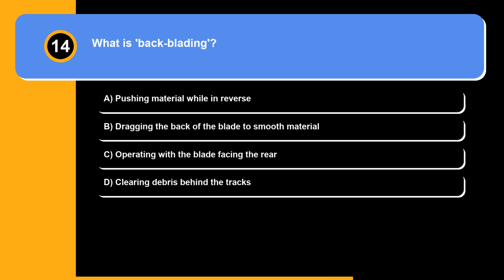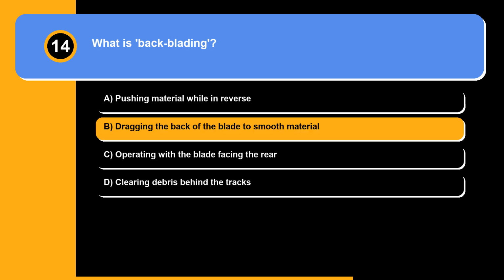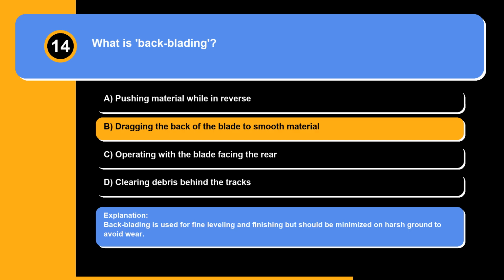Question 14. What is backblading? A. Pushing material while in reverse. B. Dragging the back of the blade to smooth material. C. Operating with the blade facing the rear. Or D. Clearing debris behind the tracks. The correct answer is B. Dragging the back of the blade to smooth material. Backblading is used for fine leveling and finishing but should be minimized on harsh ground to avoid wear.